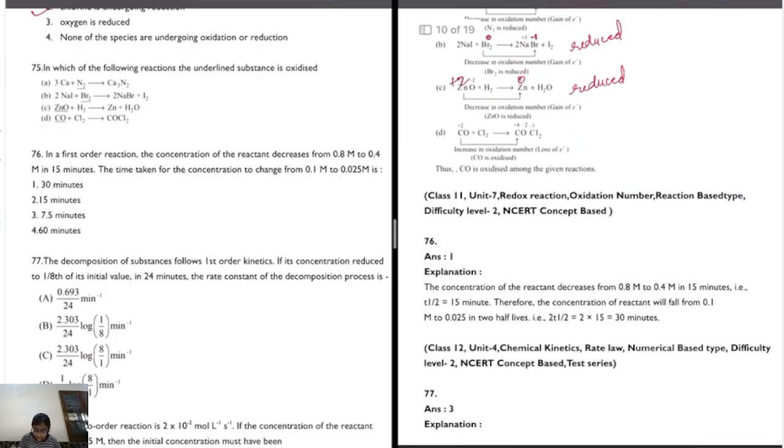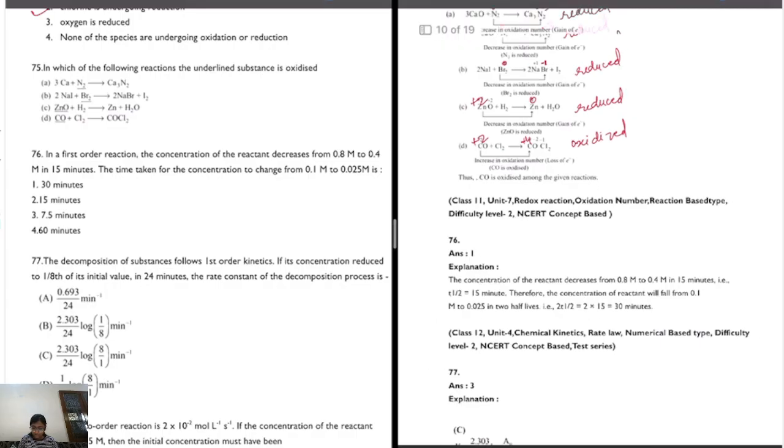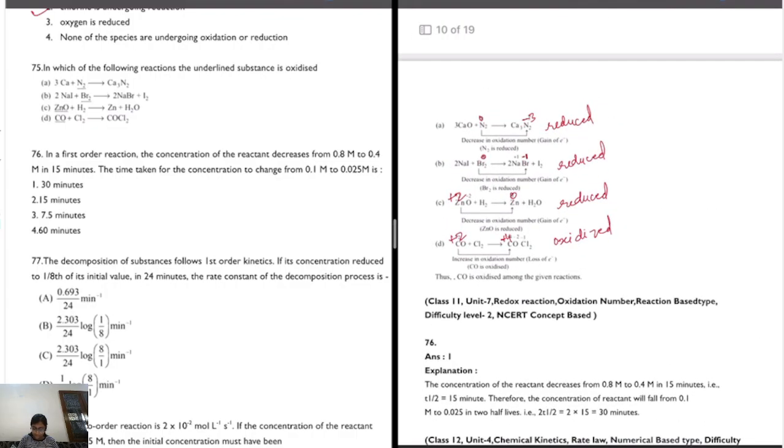Let's see how. Here it is +2 oxidation state, and here the carbon is +4. Therefore, it is getting oxidized. Okay. So, answer 4 is the correct option.